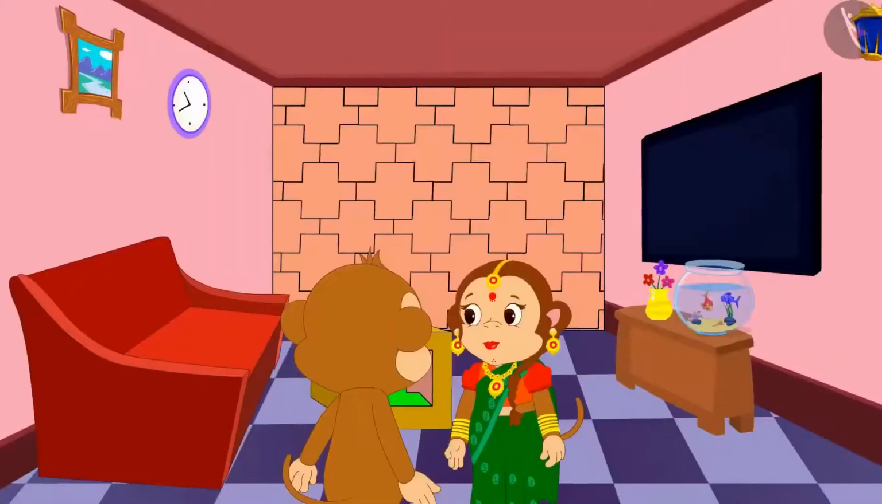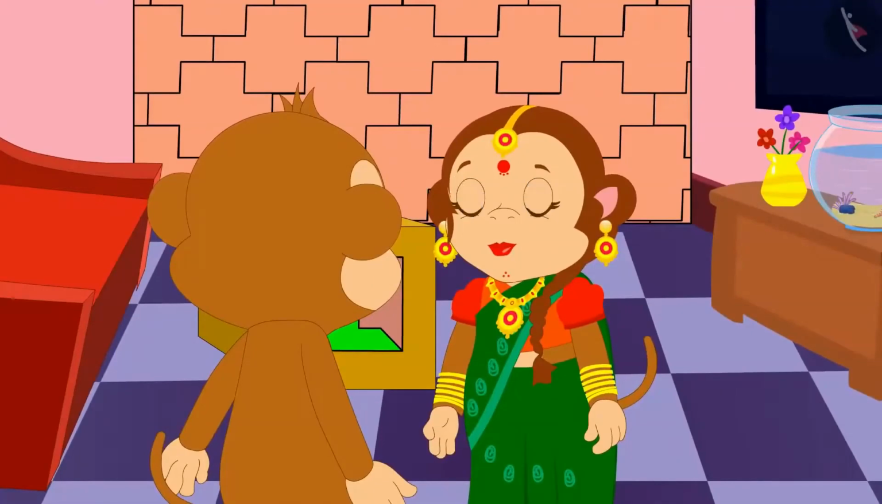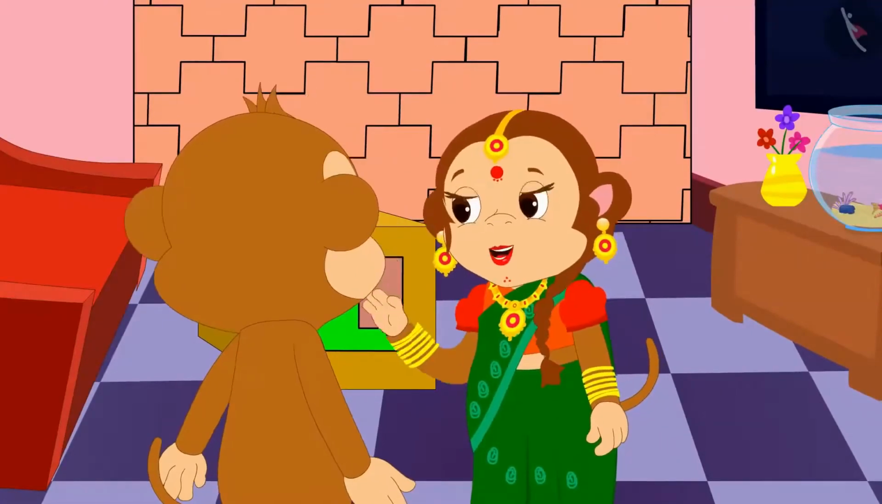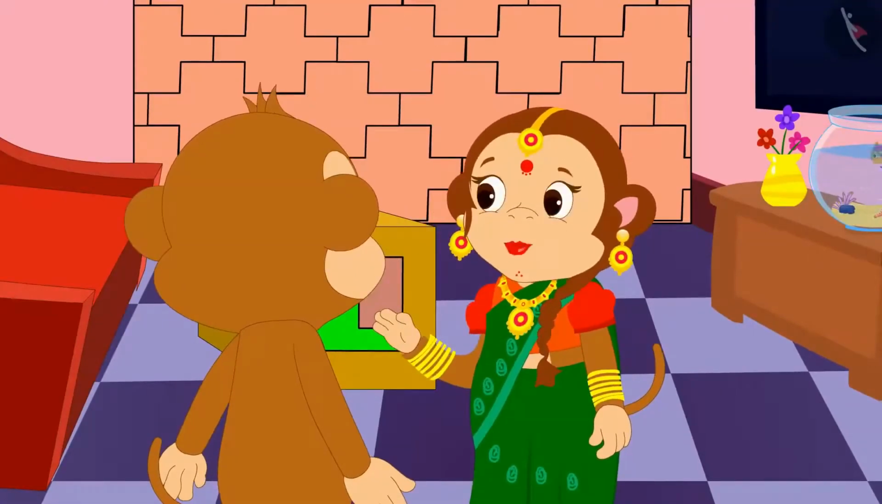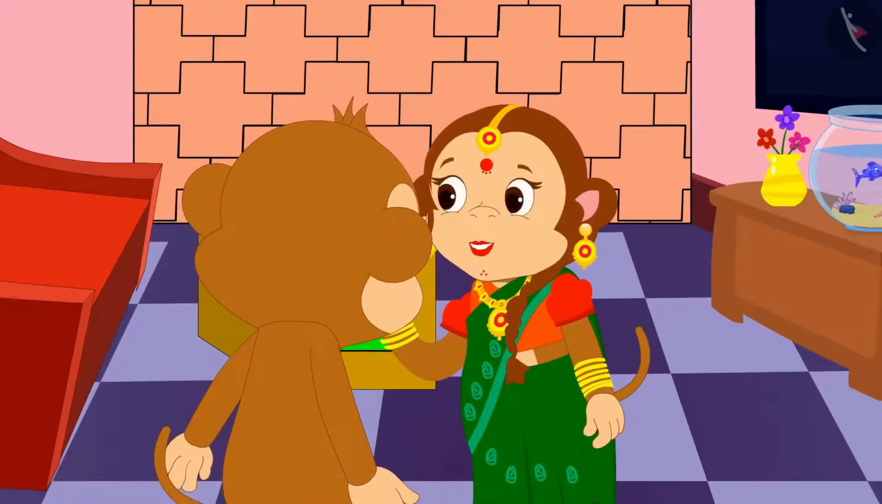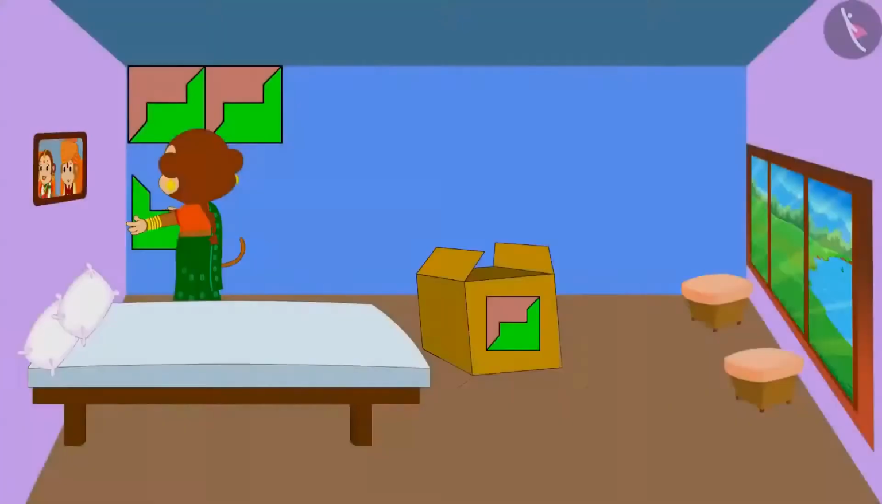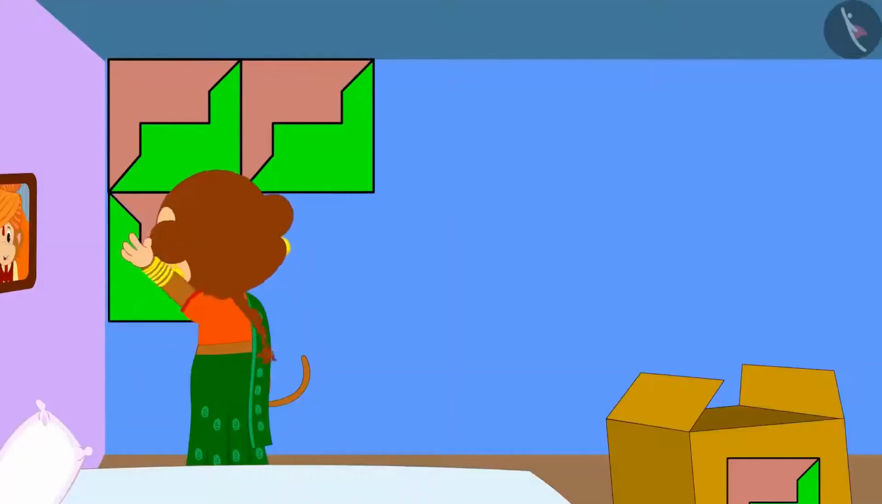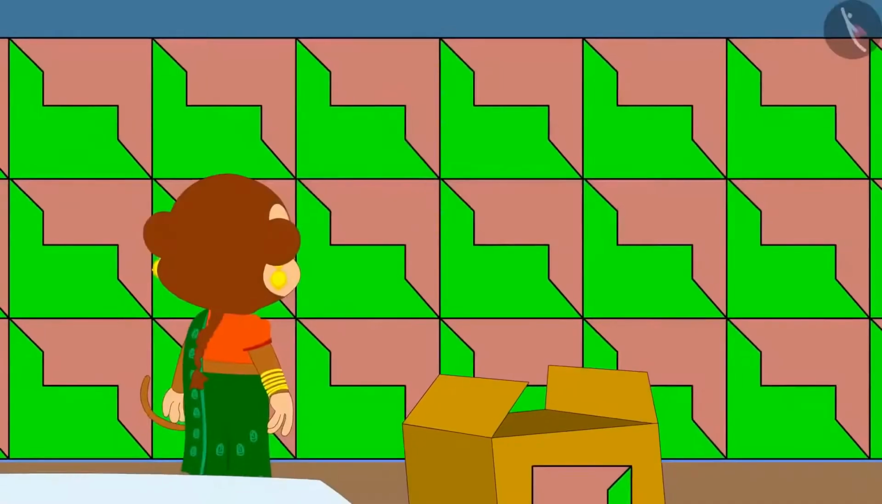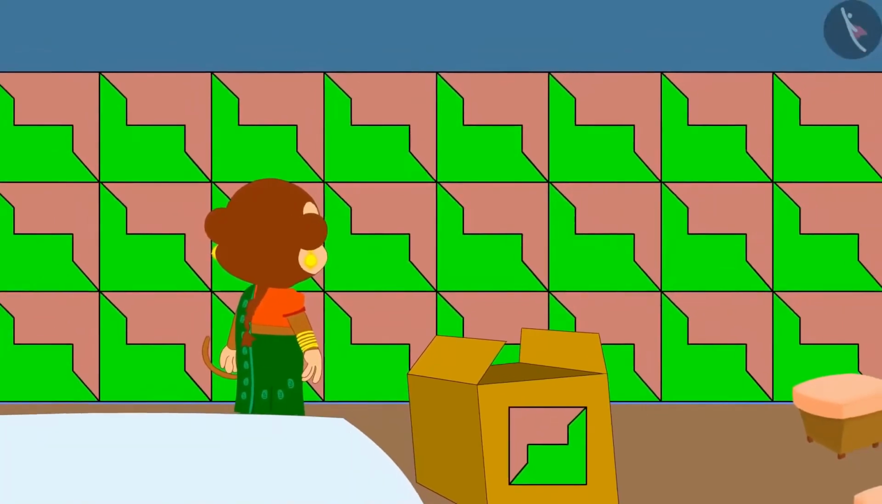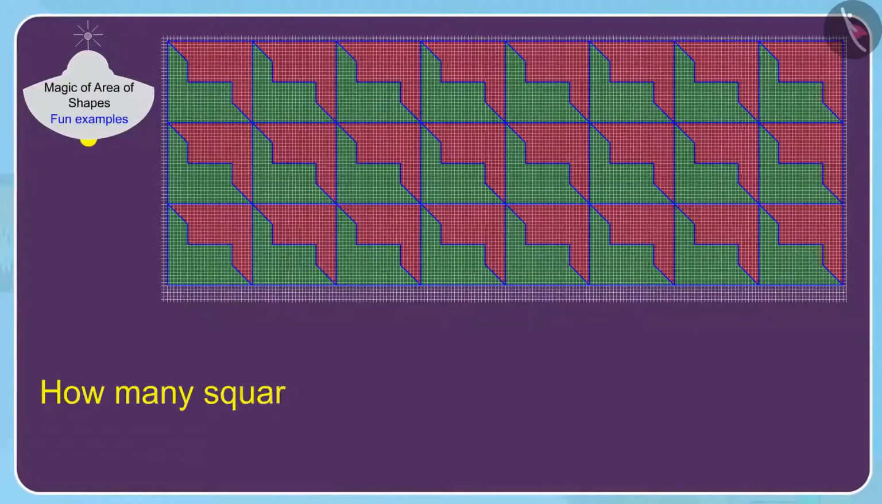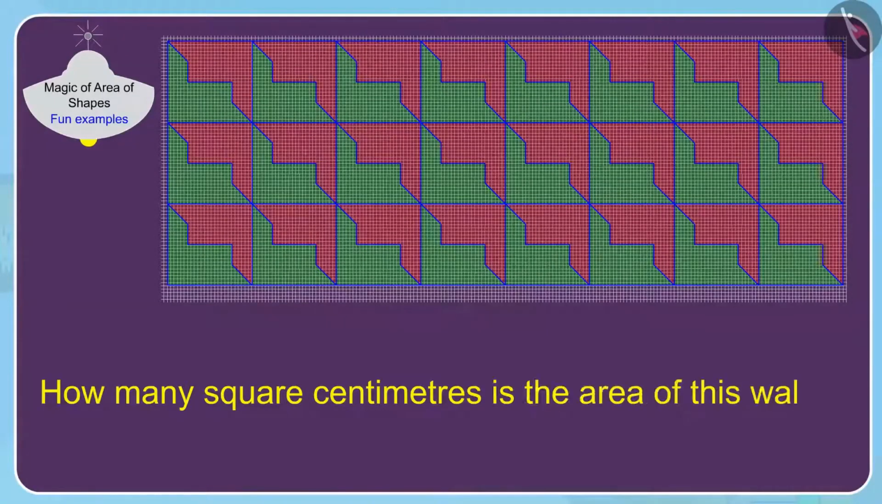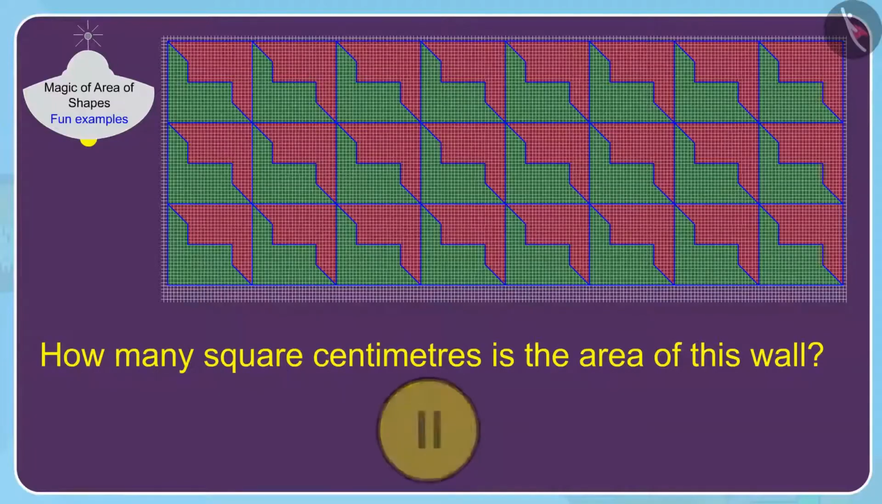On returning home, Banno said to Babban, Babbanji, you must be tired. Why don't I decorate the wall of our room with these tiles? Saying this, Banno started decorating the wall of the room. Banno decorated the entire wall in this way. Children, can you tell how many square centimeters is the area of this wall? If you want, you can stop the video and find the answer.